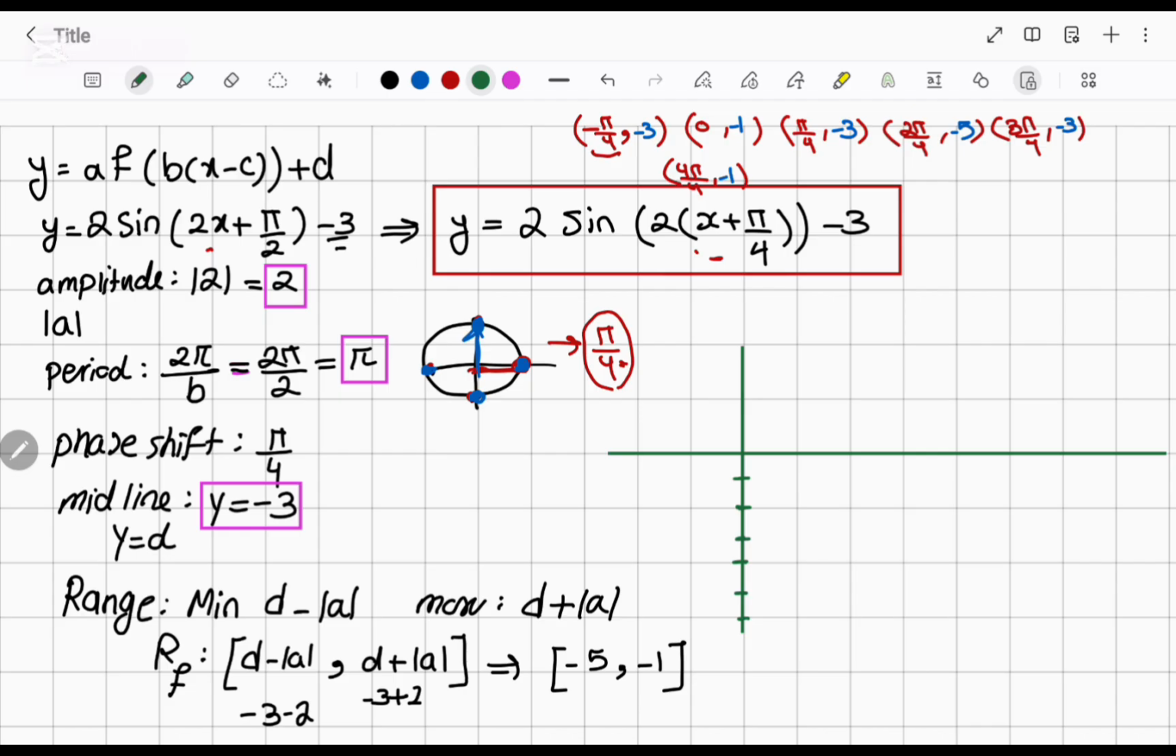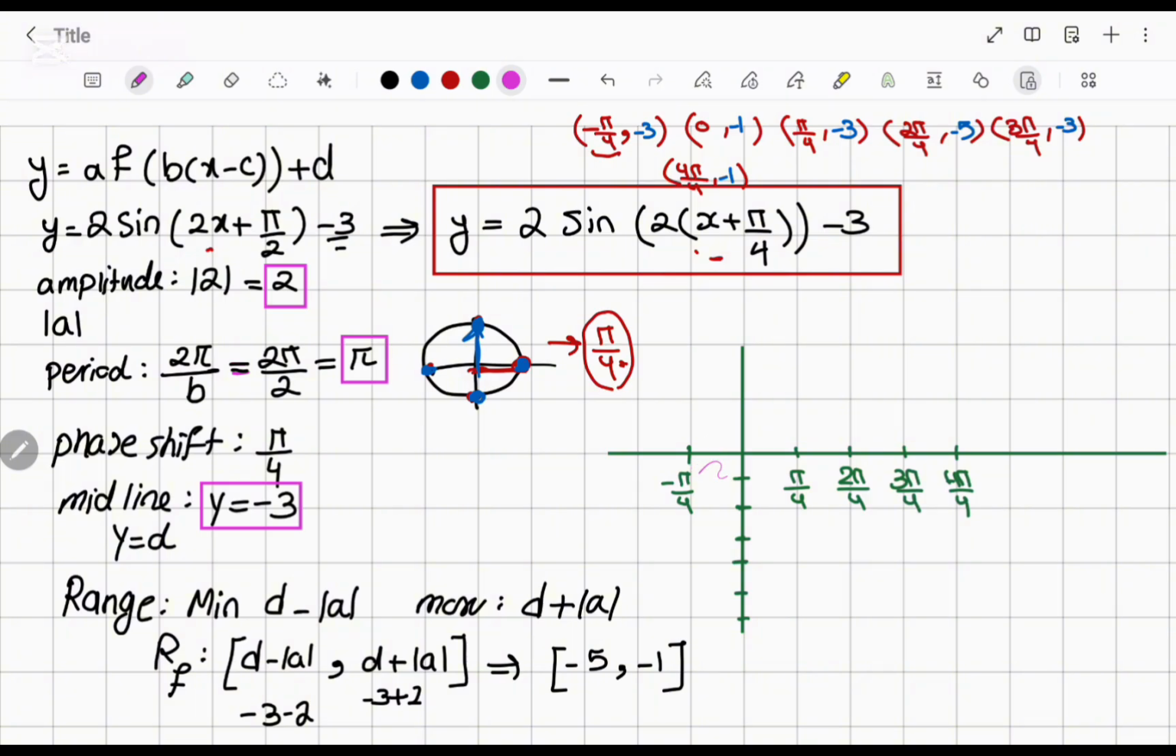And the points are negative pi over 4. So I have 1, 2, 3, 4, 5, 6. 1, 2, 3, 4, 5, 6. Okay, let's go. Negative pi over 4, 0, pi over 4, 2 pi over 4, 3 pi over 4, and 4 pi over 4, which is pi. Okay, I'm going to go with graphing it.